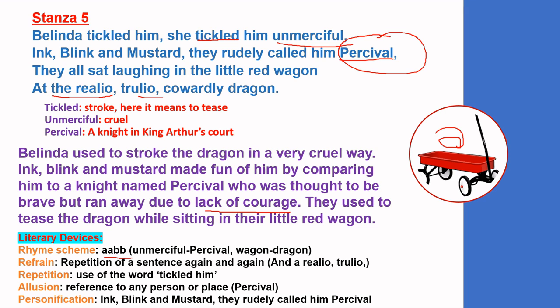Then you have personification. You see here, Ink, Blink and Mustard. They rudely called him Percival. So they are compared as human beings, they are given the qualities of human beings. Who calls? A human person calls. So they are given the human attribute or quality of calling, and that's why it is known as personification. I hope this stanza is clear to you. Now we are moving to the next.